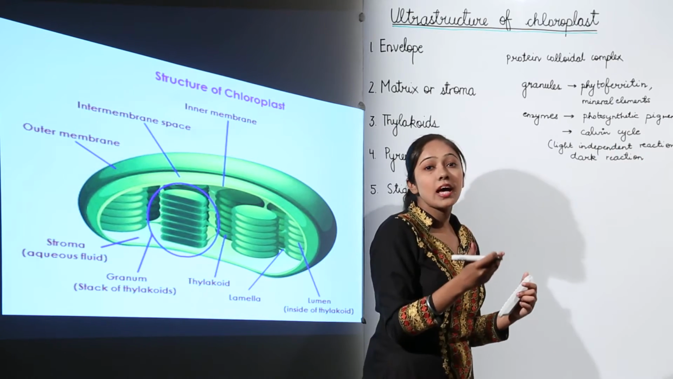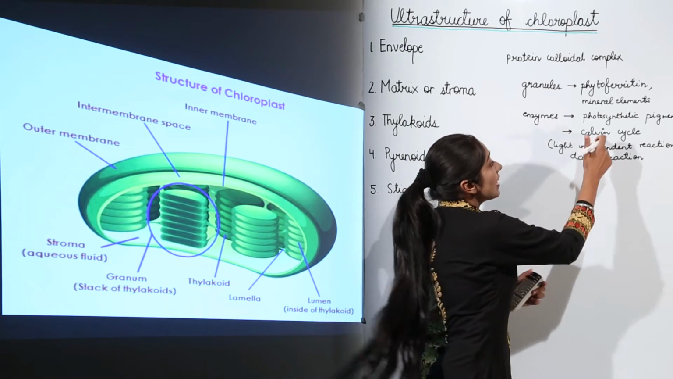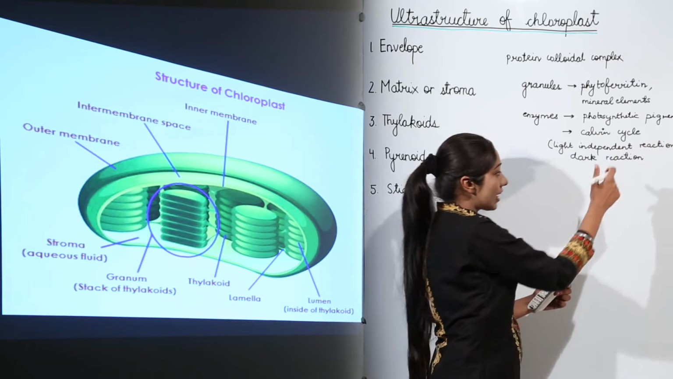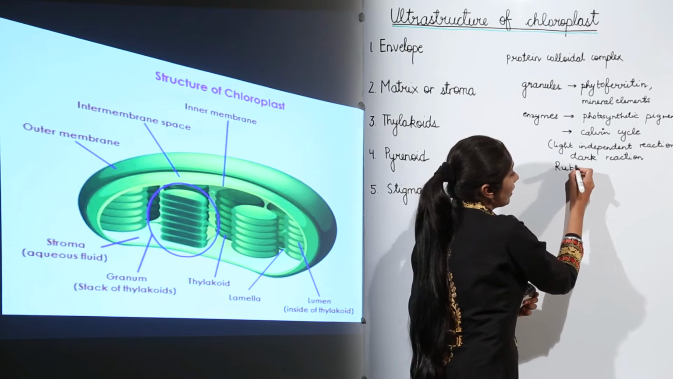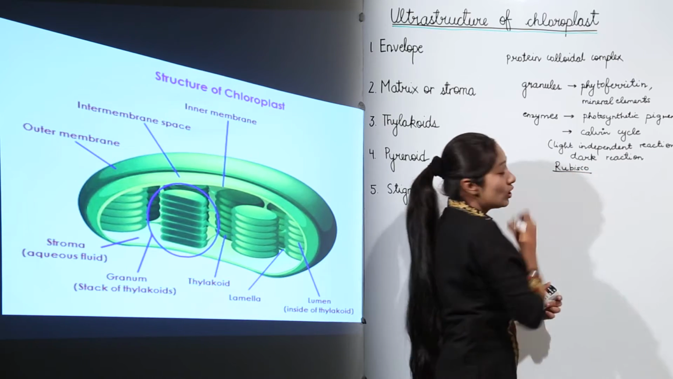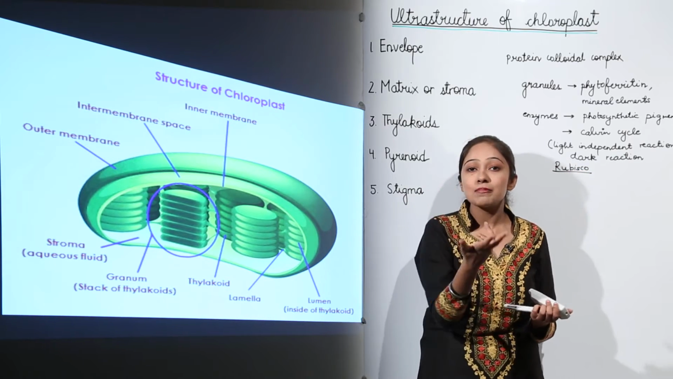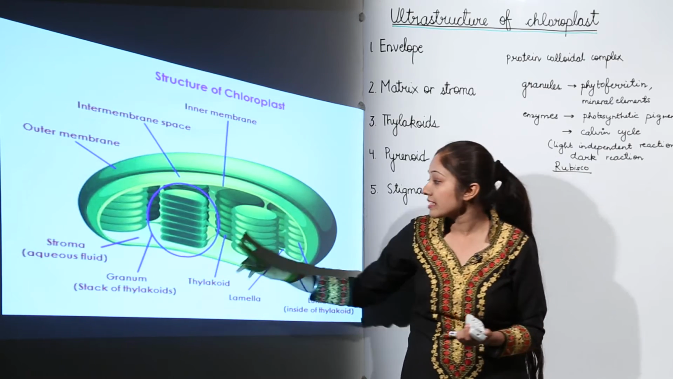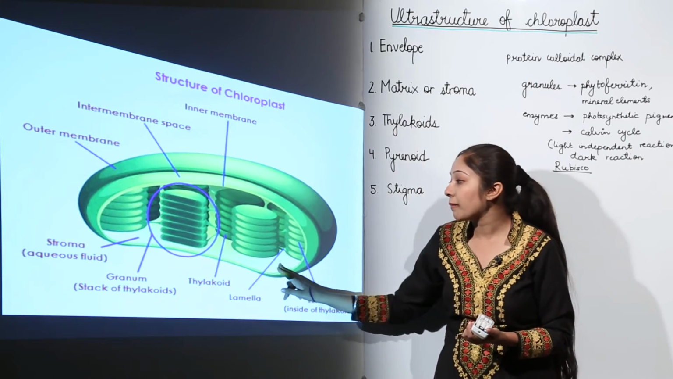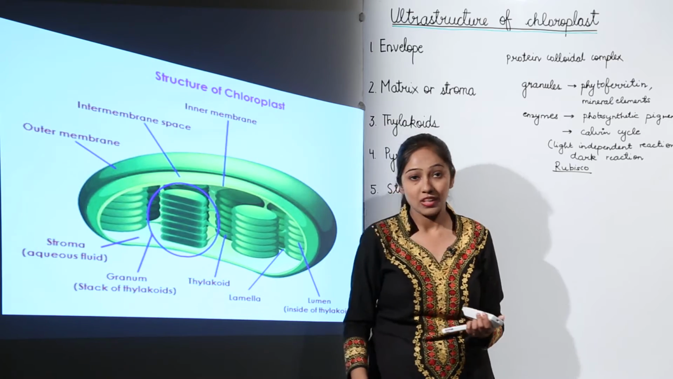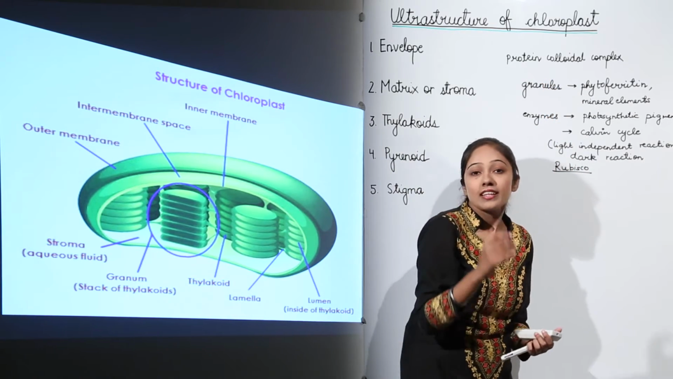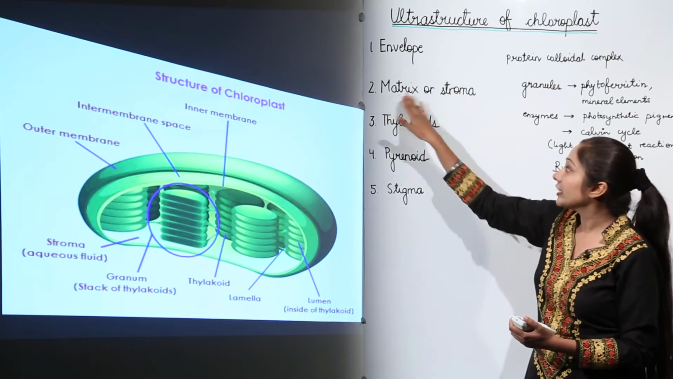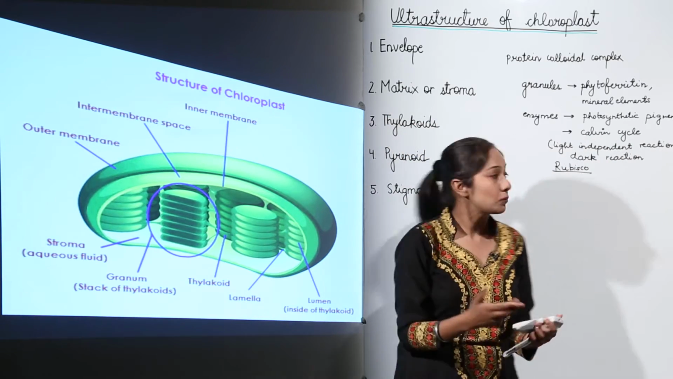Now which is the key enzyme of this Calvin cycle, the light independent reaction or dark reaction? This enzyme is Rubisco. So where is this enzyme present? It is present in the stroma or the matrix of the chloroplast. These enzymes, which are very important, are present in the matrix or stroma of the chloroplast.